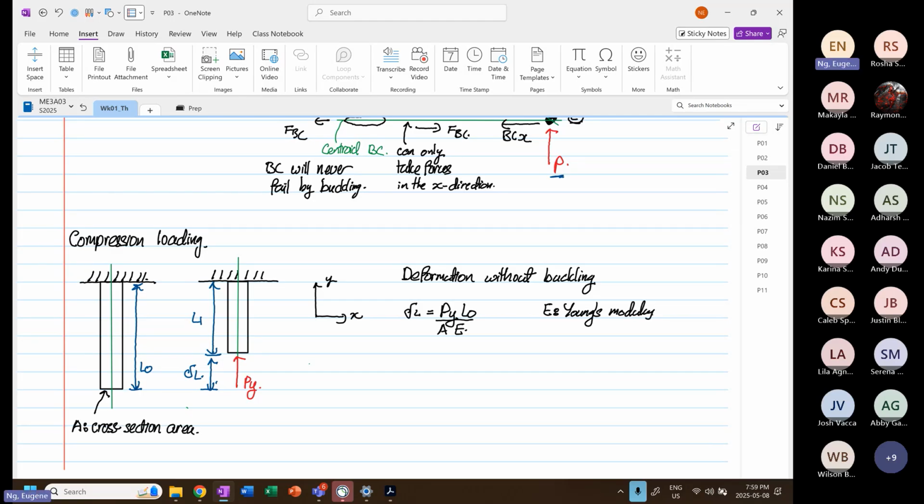Now, the stress in the y direction is equal to Py over A. And we are aware that Py is, I'm going to write the minus sign here, because it is under compression. Likewise, the delta L is negative. The negative sign declares that it is under compression.